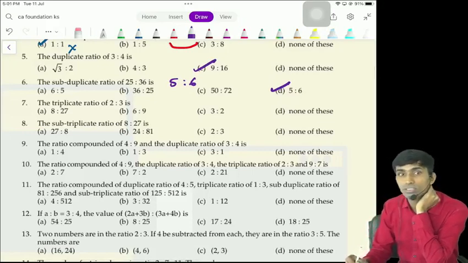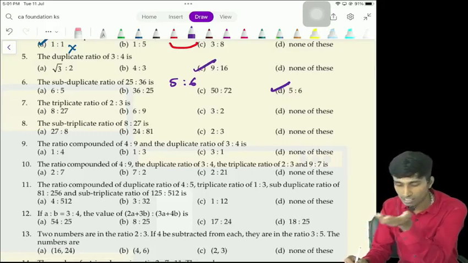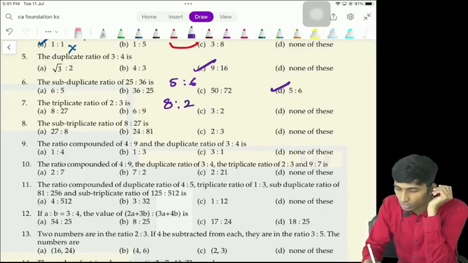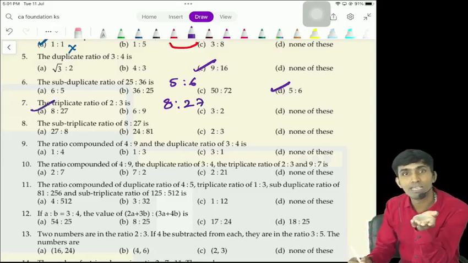Triplicate means what? Cube. 2 twos are 4, 4 twos are 8. 8 is to 27. Understood? So answer is what? A. Simple.